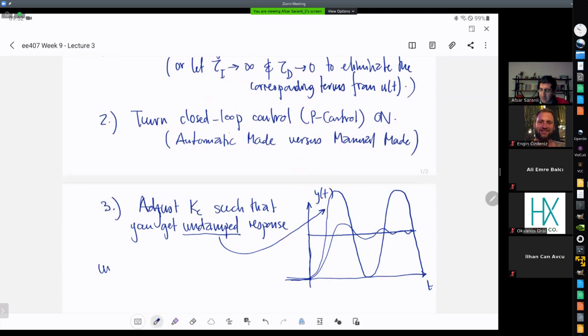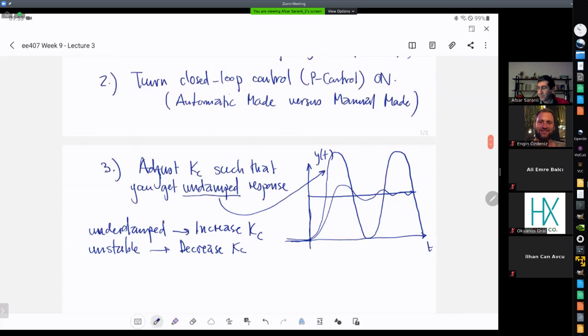So if you observe an underdamped response, you increase the gain to approach the j omega axis further. And if you observe a mildly unstable system, you decrease the gain.